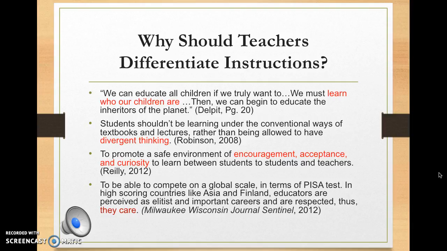Teachers should also be teaching children and encouraging them to learn not only under the conventional ways of textbooks and lectures, but also allowing them to have divergent thinking. Divergent thinking isn't just creative thinking. It's also when a child comes up with multiple solutions and procedures in finding an answer to a question instead of just one plain old answer to a question.